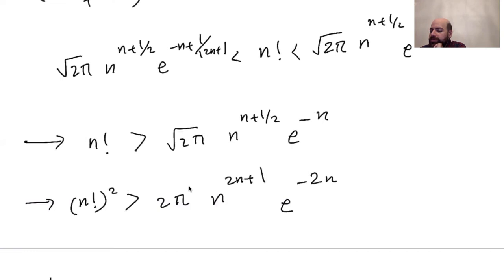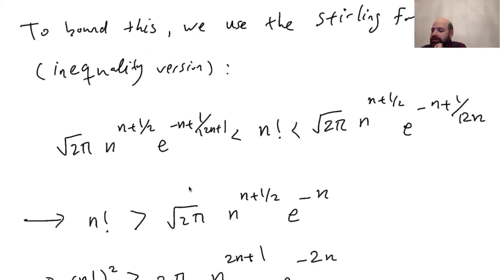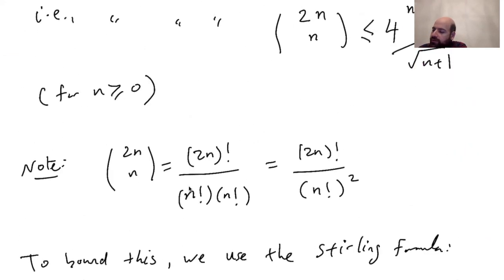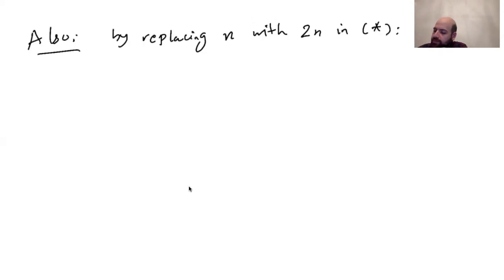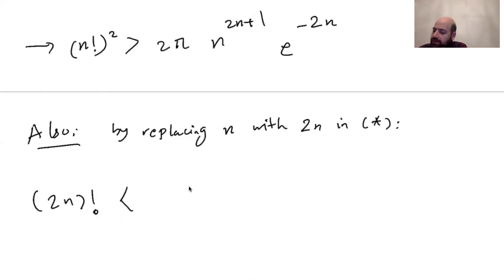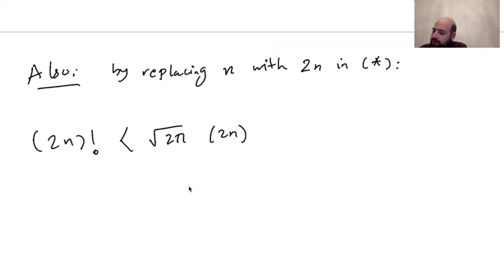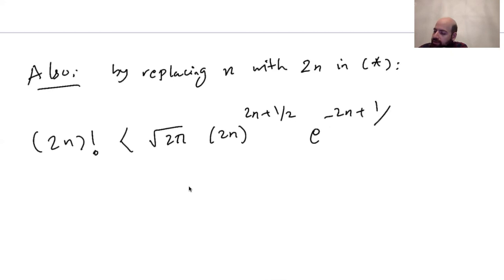Also, what can I say about 2n factorial? Let me call this one star. By replacing n with 2n in star, what do we get? We get 2n factorial is less than root 2 pi, then 2n, I'm replacing n with 2n, so 2n to the power 2n plus 1/2 e to the power minus 2n plus 1 over 12 times 2n.